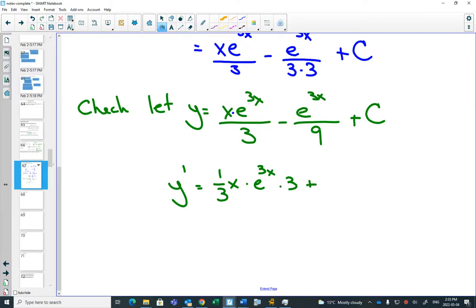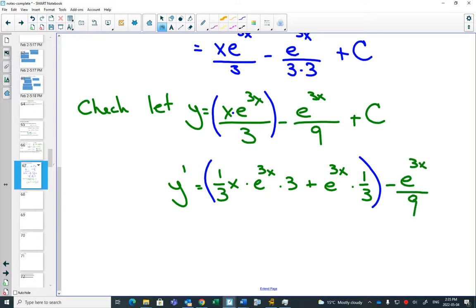Plus, now keep the second one the same, e to the 3x. And the derivative of 1/3 x is just 1/3. So this part here, I'm going to put blue brackets around it. That was the derivative of that section. Then we would have a minus sign, and the derivative of e to the 3x divided by 9 will be e to the 3x divided by 9. And then there's a chain rule, the derivative of the inside function, times 3. And then, of course, the derivative of the constant will be equal to 0.